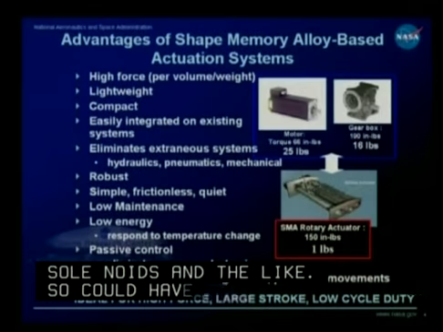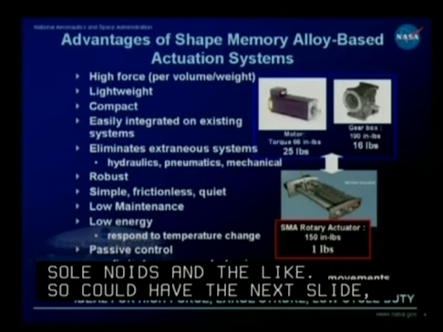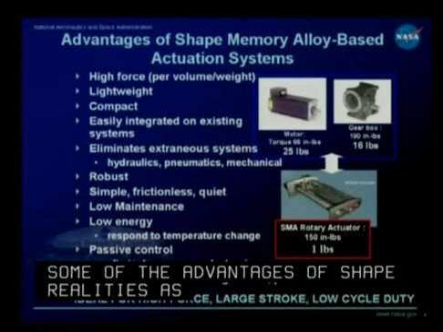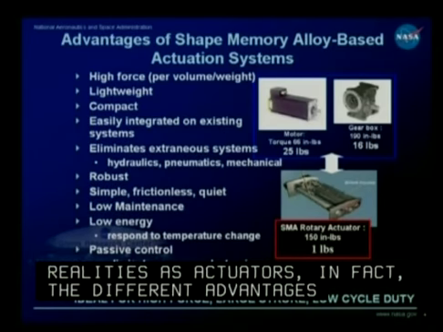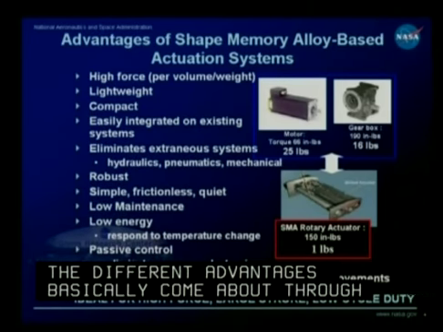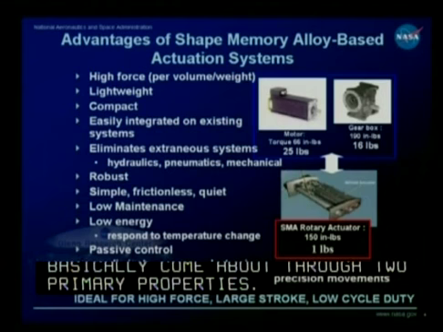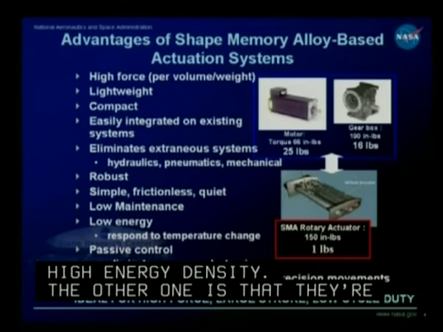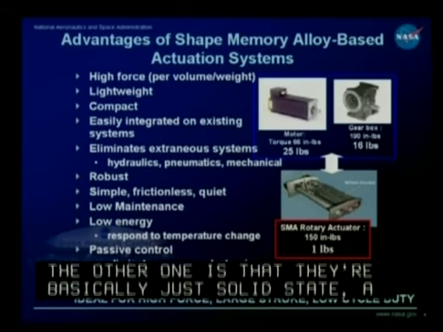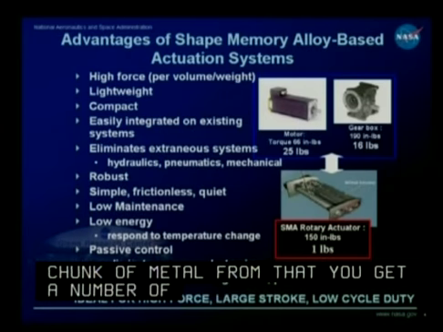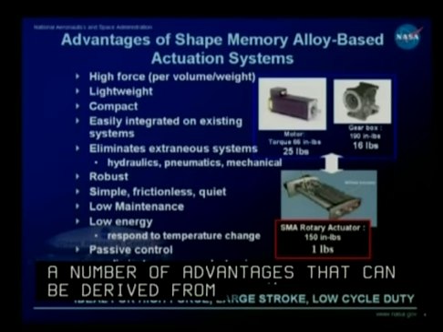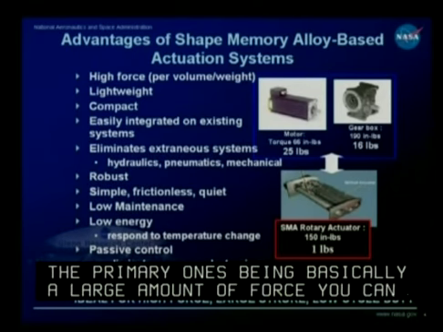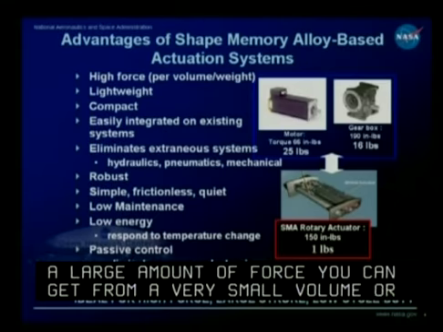Some of the advantages of shape memory alloys as actuators come about through 2 primary properties. One is that they have a very high energy density. The other one is that they're basically just solid state. They're a chunk of metal. From that, you get a number of advantages. The primary one being a large amount of force that you can get from a very small volume or weight of material. The example on the right is something that Boeing has been working on.